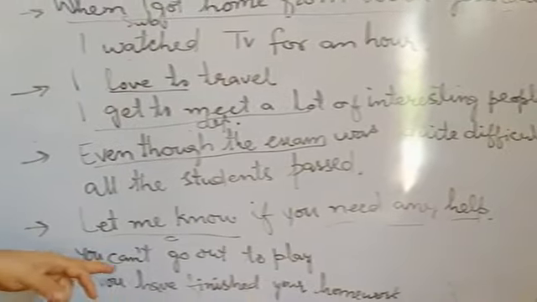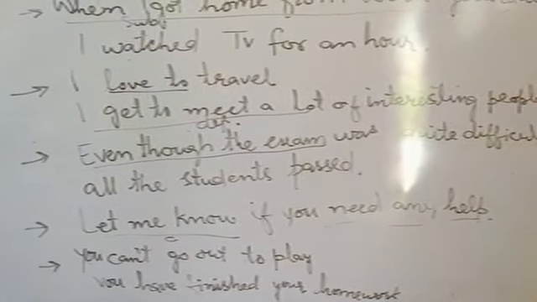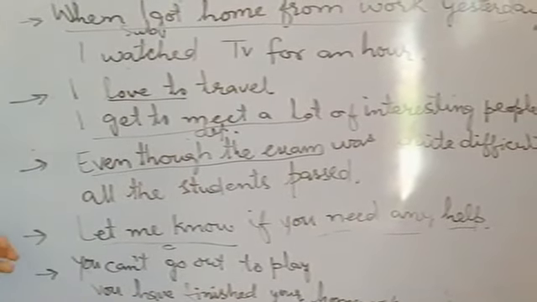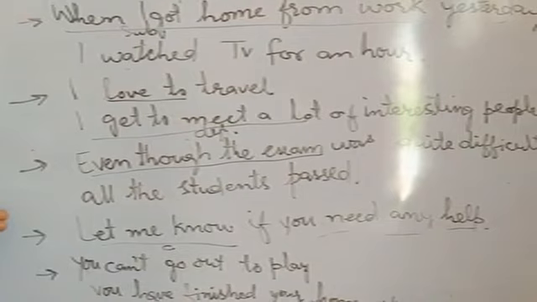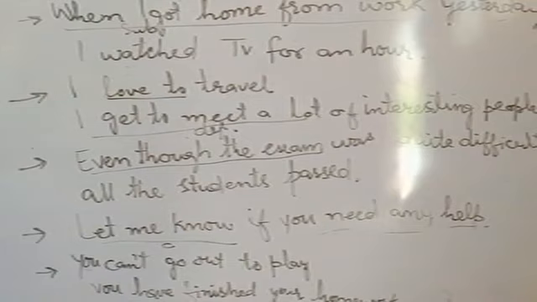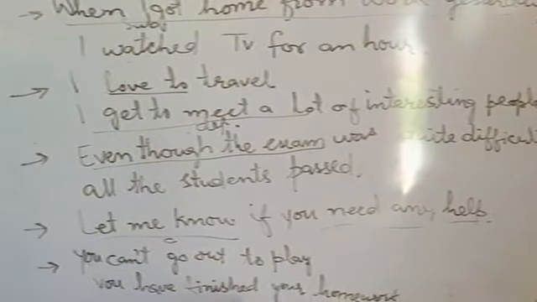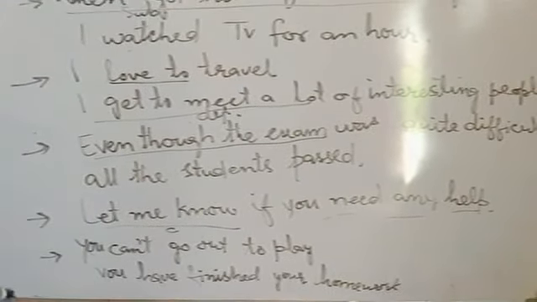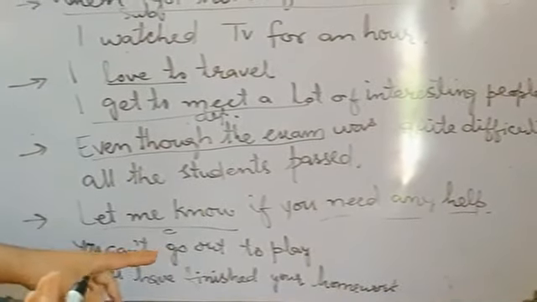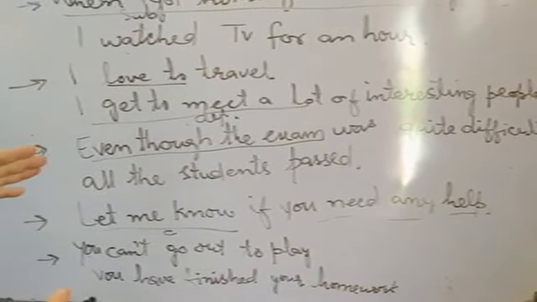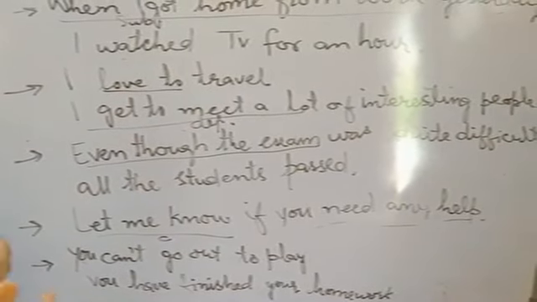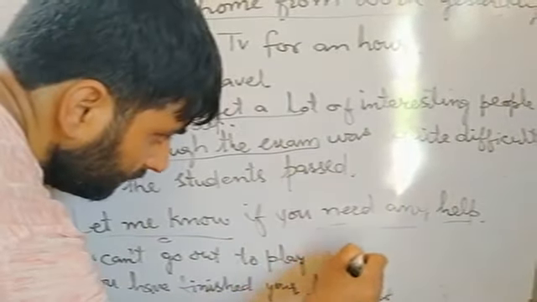Another example: you cannot go out to play. We are saying to somebody, you cannot go out to play, because there is something to do. That's why we don't allow somebody to go out to play. So something is missing to make it complete. You have finished your homework. If I ask somebody, have you finished your homework? You cannot go out to play until you have finished your homework. To join it and make a complex sentence, we have to use until here.